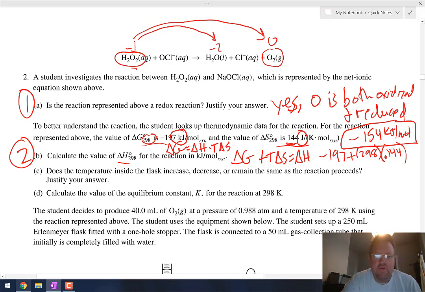Letter C: does the temperature increase, decrease, or remain the same as the reaction proceeds? Well, we just calculated delta H. Based on your answer to part B, you answer part C. If you got a positive value, then you better say the temperature decreases. However, if you got the right answer and you got a negative delta H, which you should have, then that's releasing heat. When it releases heat, the temperature goes up. So you would say it is going to increase, because it is an exothermic process. Again, so far we're just 1 point for each of these.